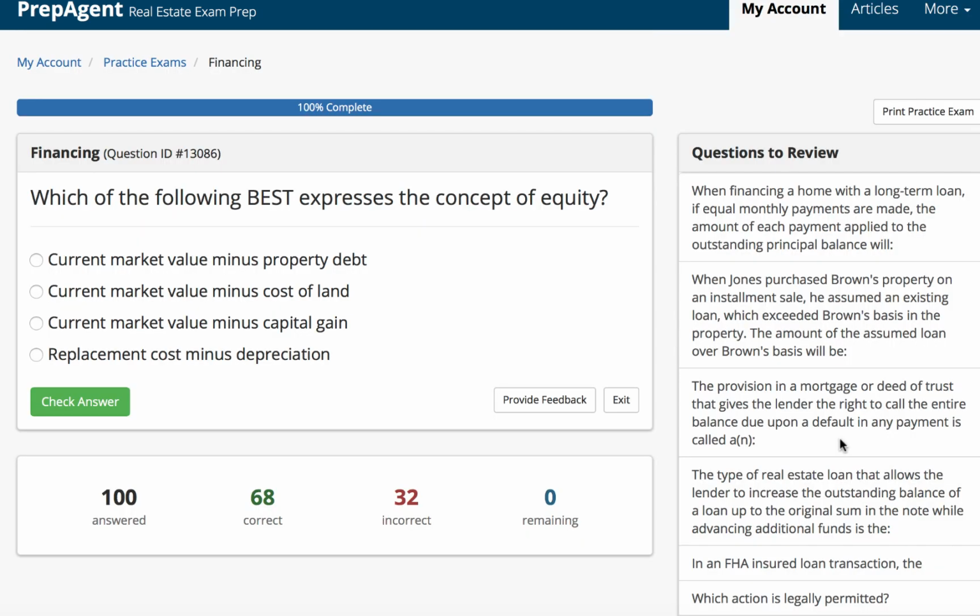Which of the following best expresses the concept of equity? Current market value minus property debt. It's not that one. Current market value minus capital gain. Replacement cost minus depreciation. Equity is the money you have in your house after debt. I would say current market value minus property debt. So I would say the first one.